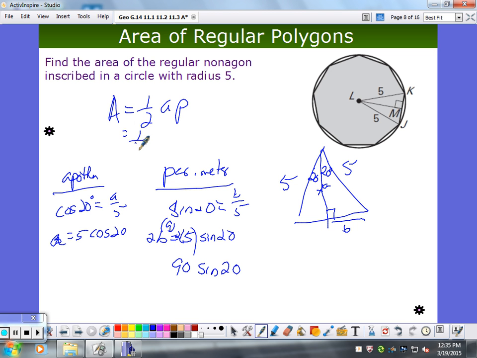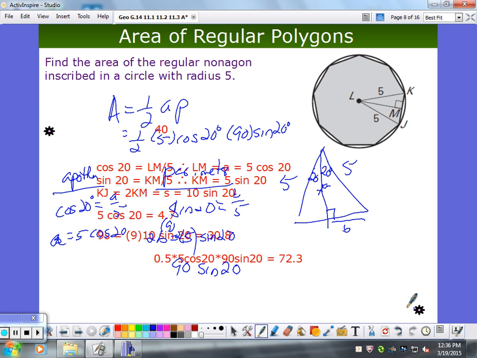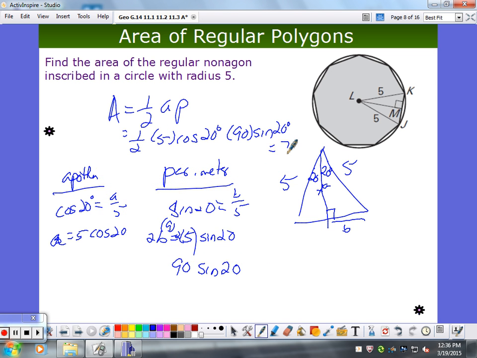So the area is 1/2 of 5 cosine 20 degrees minus 90 sine 20. I find it easier to combine those numbers first. I can't remember what the answer is, but see if you can get 72.3 square units, and that's how you do that.